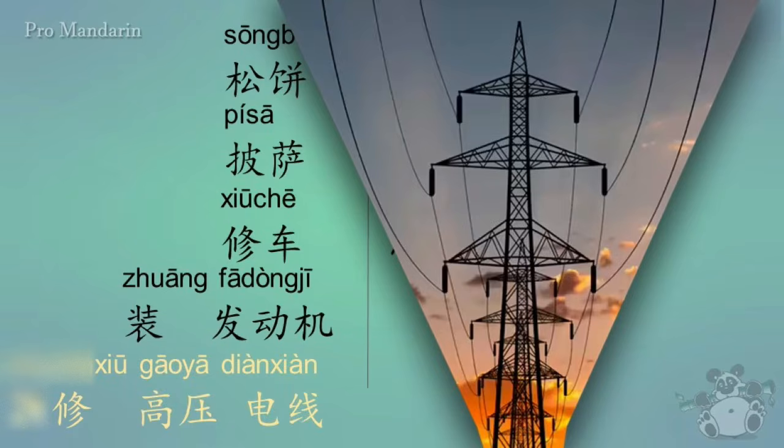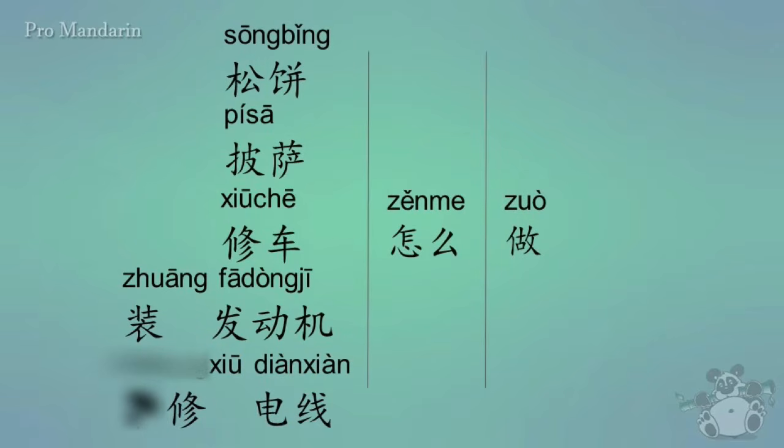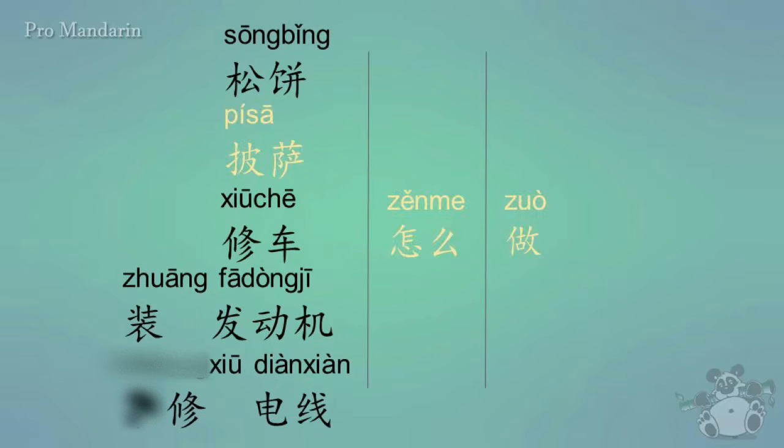Now, the main reason why I showed you these is so that way you can understand a little bit better how the sentence structure works. So I'm going to give you one example here. If I wanted to say, how do you make pizza? I could say, 披萨怎么做? 披萨怎么做?